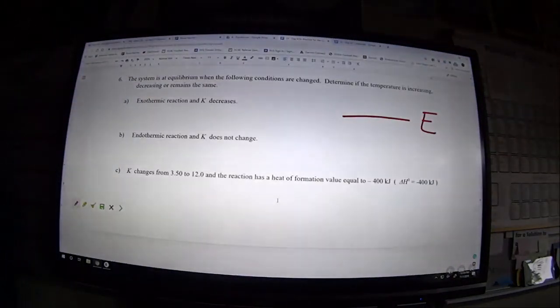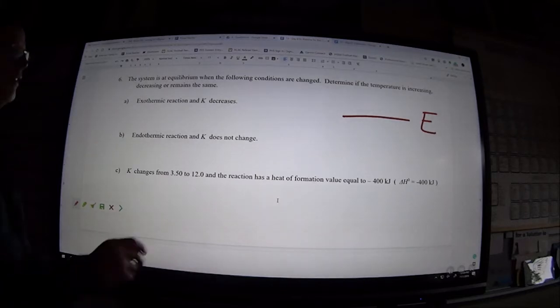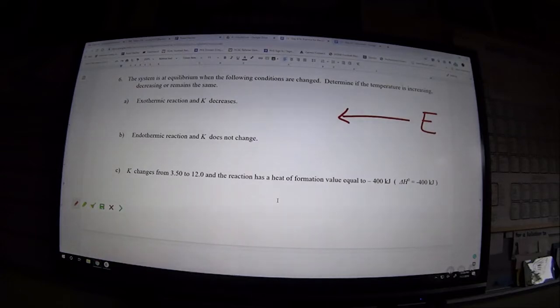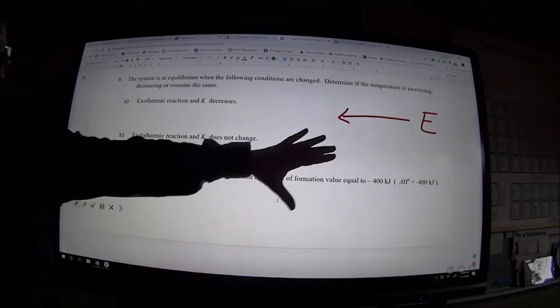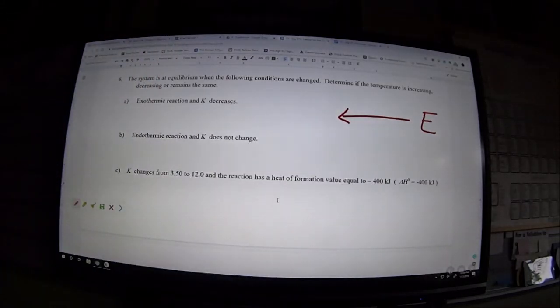And it says that K is decreasing. So which direction is the shift? Left. Riley, you good? Do you agree with that, that we're shifting that way? As a result, is the temperature going up or down? Toward or away from the addition? Here's our scenario. K decreases and it's exothermic. It's up, because it's going away from the addition.